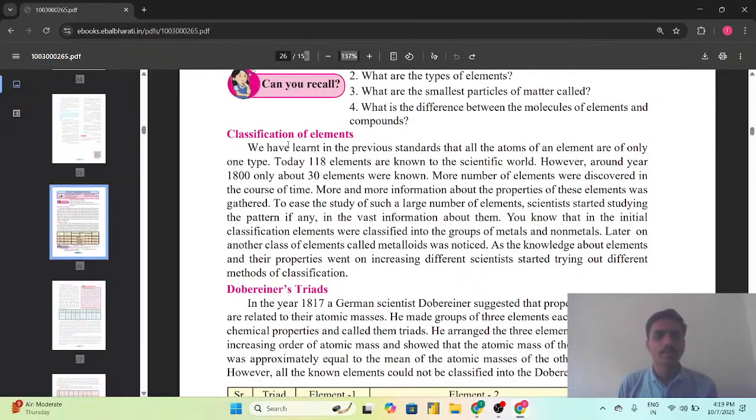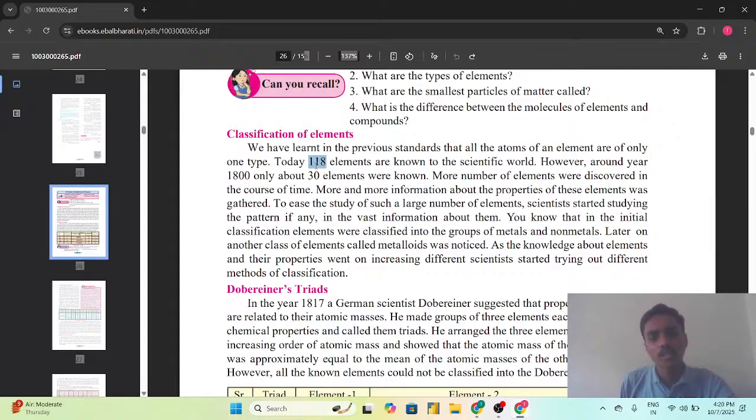So let's get started. Classification of elements. We have learned in the previous standard that all the atoms of an element are of only one type. Today, 118 elements are known. This is important and should be underlined for the scientific world. However, around the year 1800 only about 30 elements were known.